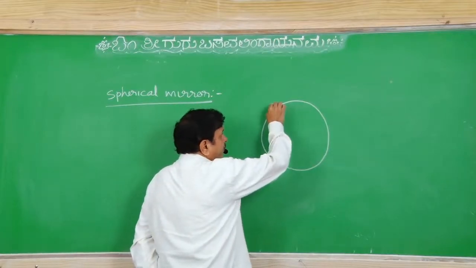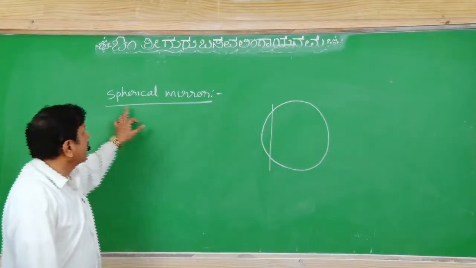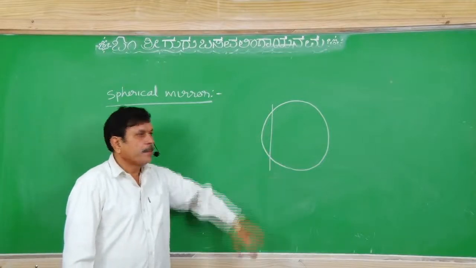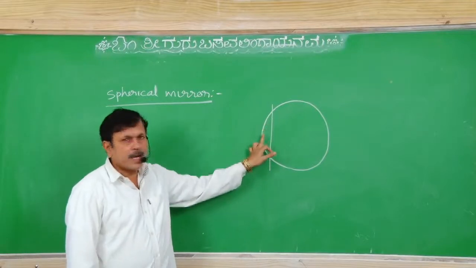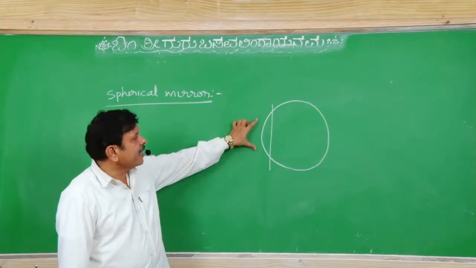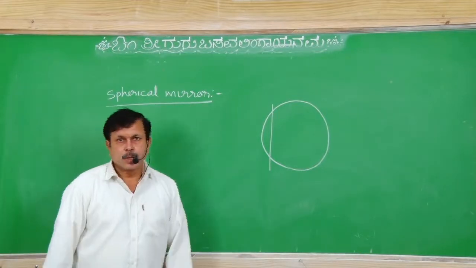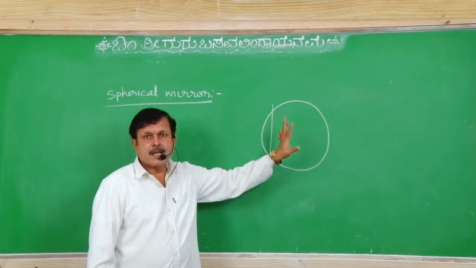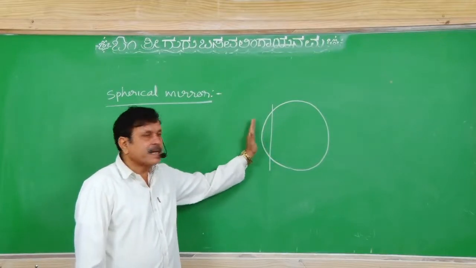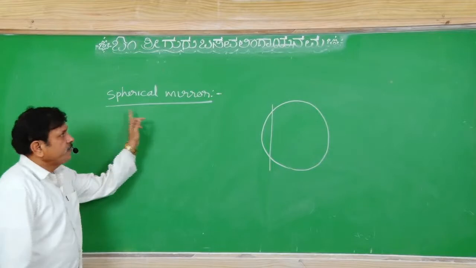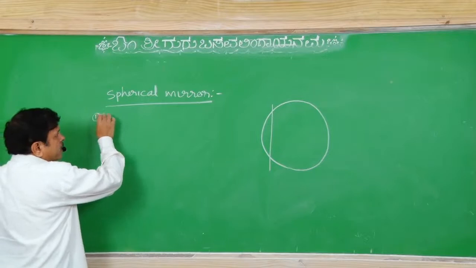Suppose we take a part of it, then this type of mirror will be called a spherical mirror. One side is coated so that it becomes opaque, and the other side is reflecting. So a part of a hollow spherical surface, with one part opaque and the other part reflecting, is called a spherical mirror. Now we have two types of spherical mirrors.